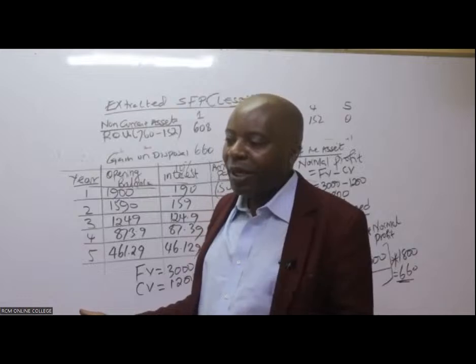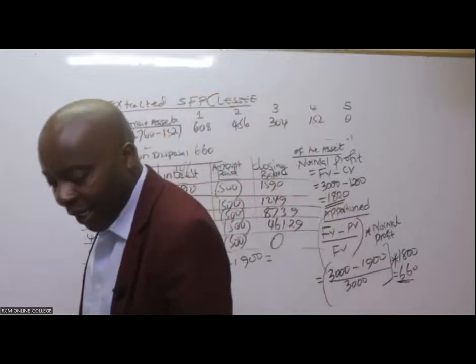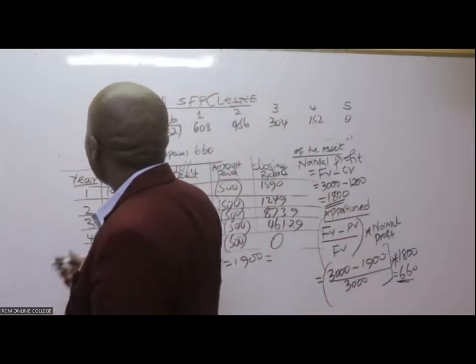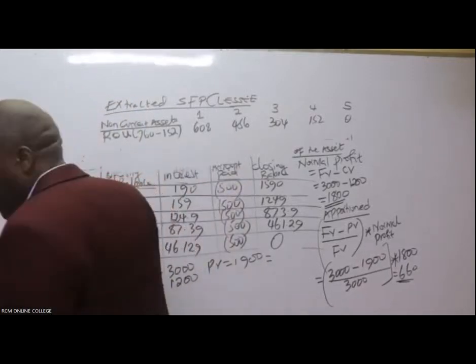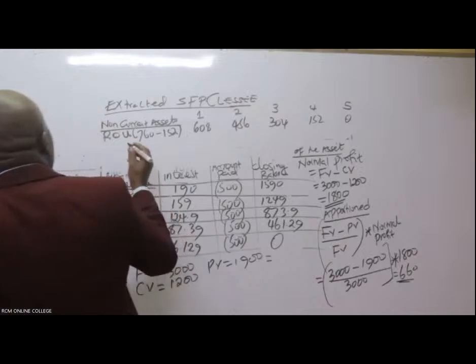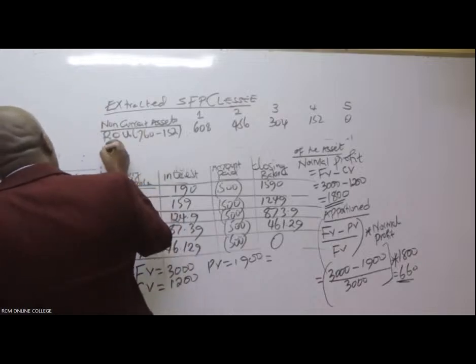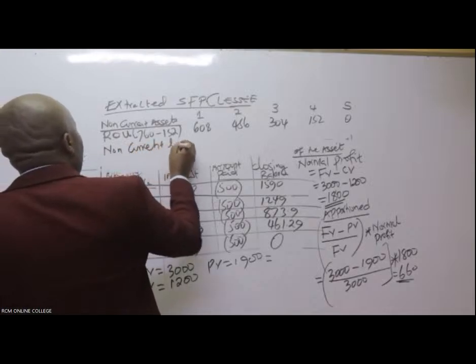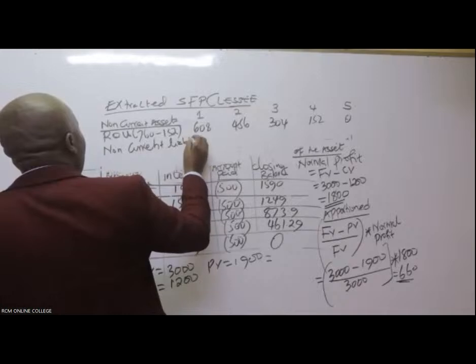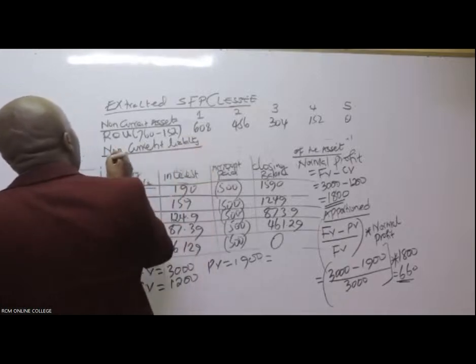So under liabilities, this is a little bit tricky, but I was surprised because you guys are working very hard. I was surprised that most of you are able to understand this very fast. In this case, we will recognize liabilities, and there will be two of them. First, we have the non-current liability. Under non-current liability, we shall have lease liability.